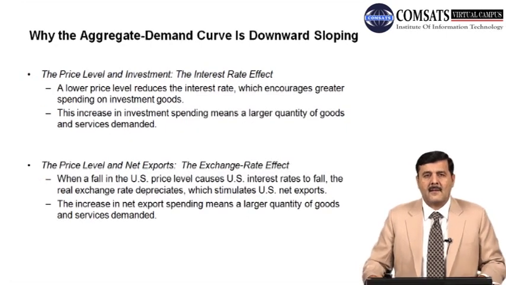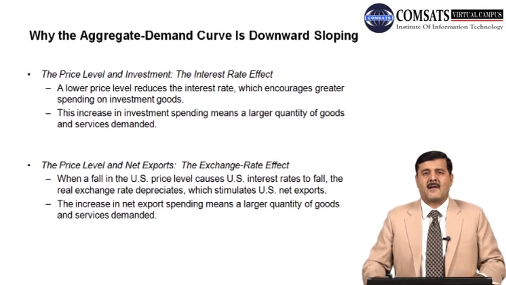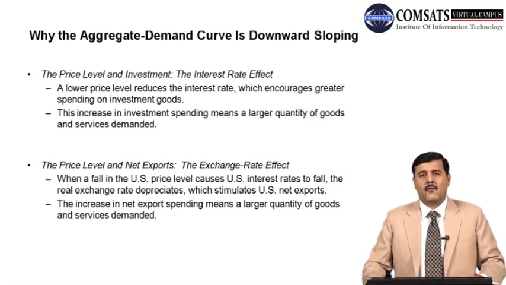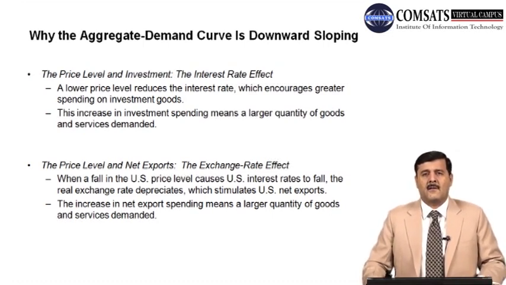Now the second is the price level and the investment effect. The second factor है so that explains the downward sloping demand curve of the economy, and that is the price level and the investment. So how can we relate prices with investment? Now suppose a lower price level reduces the interest rate in the economy, which in turn encourages greater spending on investment goods. This increase in investment spending means a larger quantity of goods and services demanded, right?